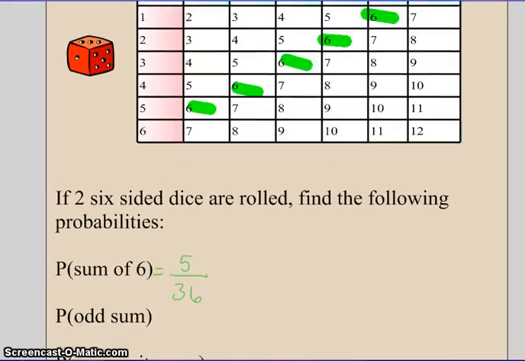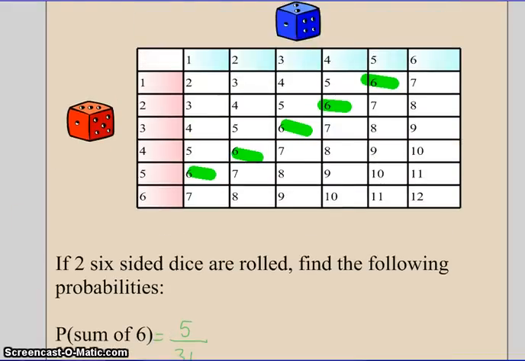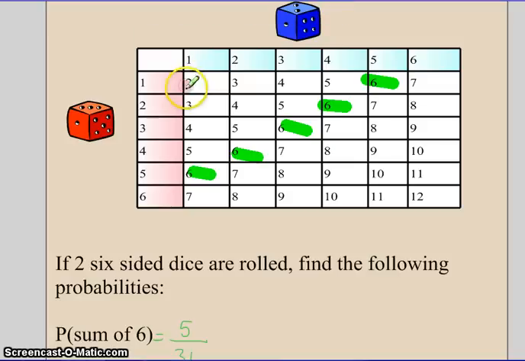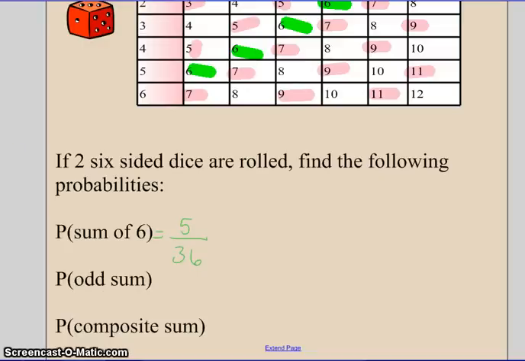The probability of an odd sum, we can come in here and highlight our odd sums. We have 3 is odd, 5 is odd, 7 is odd, 9 is odd, and 11 is odd. And if we count those up, you've probably already figured out that that's 1/2, right? Or 18 out of 36.